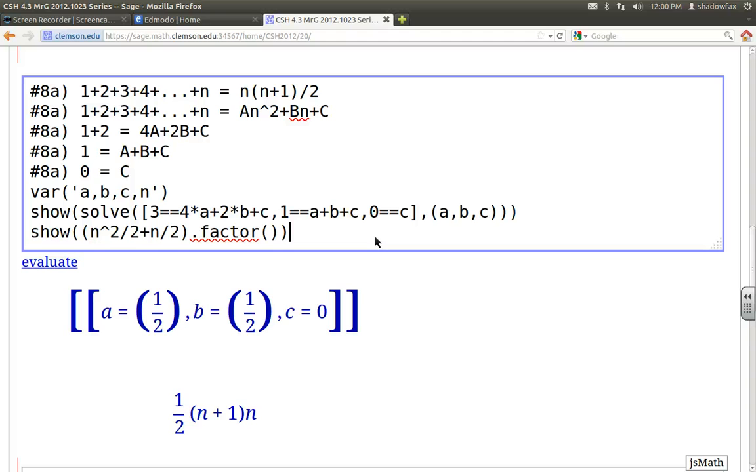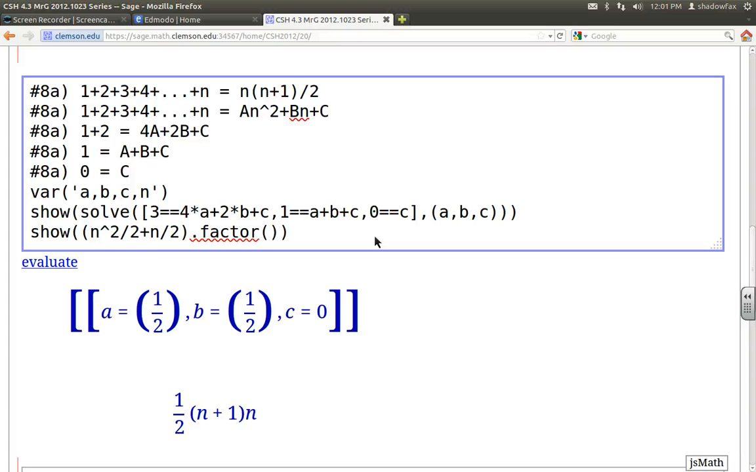Yeah, but there's no n in this line, so that'll be a problem later. 3 equals 4 times a plus 2 times a plus c, comma. 1 equals a plus b plus c, comma. 0 equals c. Yeah, don't close it here. That's this close out here. No, there. So you got it already. And that's better. Okay, now get rid of that and see if we're okay now. And you are. Good. Right?